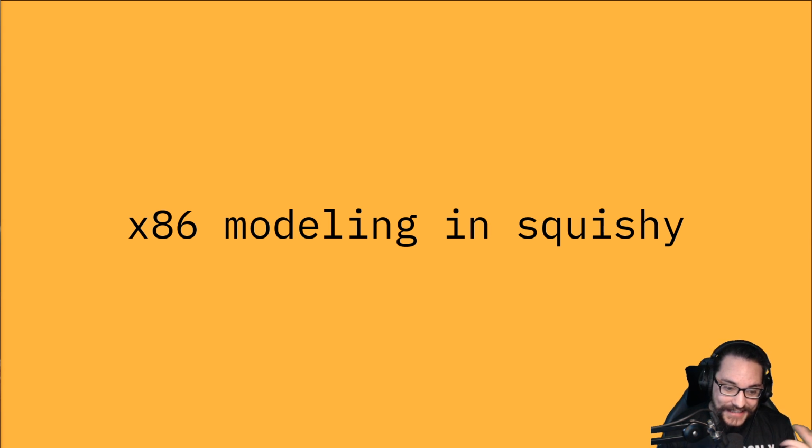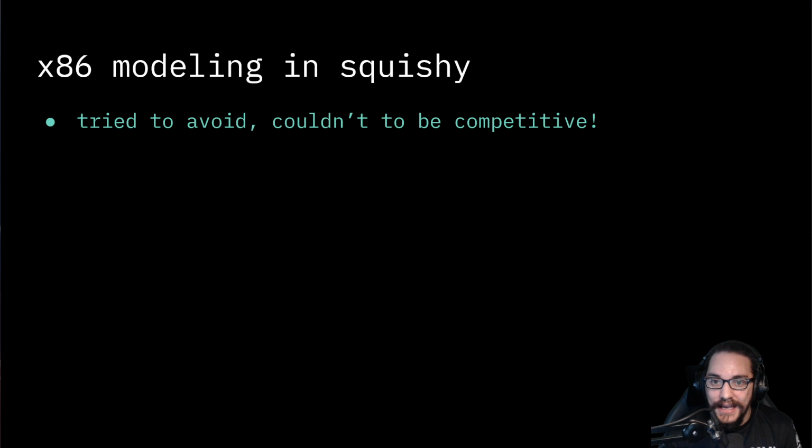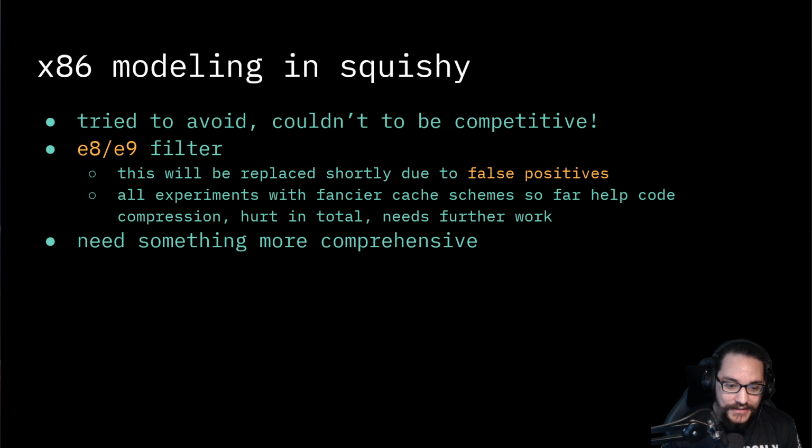So now on to the x86 specific stuff. Again, I tried to avoid this, but to be competitive, I had to do this. The first thing that we do is we have what's called an EA E9 filter. These are the opcodes for jump and call. And in x86 code, those are relative offsets, which actually sucks, because if you want to call the same function in 5 different places, then where you call it from determines the actual offsets, even though you're calling the same code. So what you would think of as the same piece of code actually is encoded differently all 5 times.